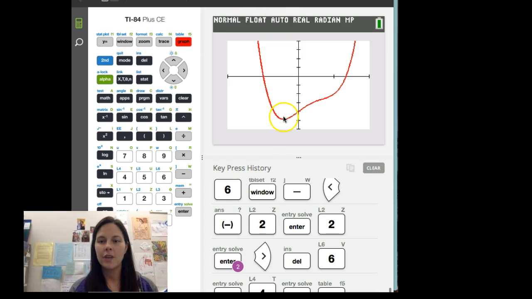And this is kind of a funky graph. We definitely have a turning point here, and then it just kind of waves a little bit. There's a little bit of a turning point here and a little bit of a turning point here. So we're going to see what we get when we use our calculator.